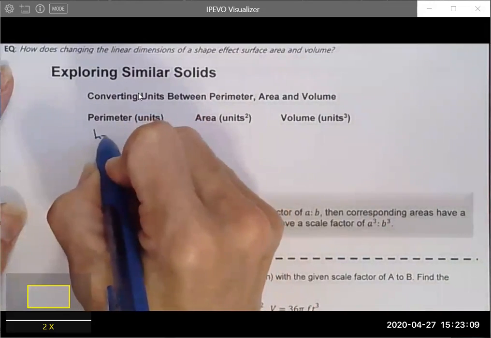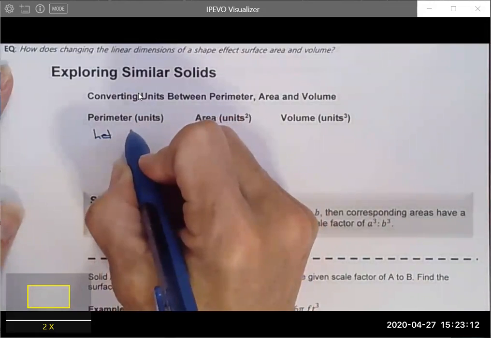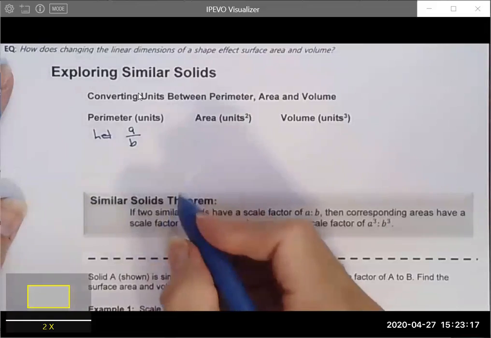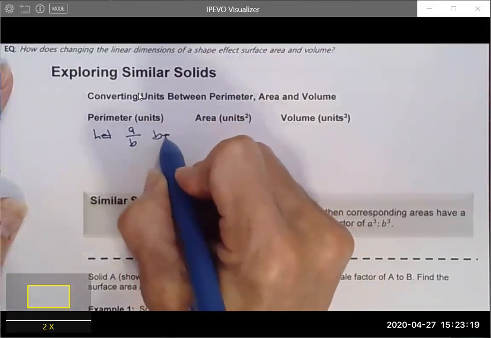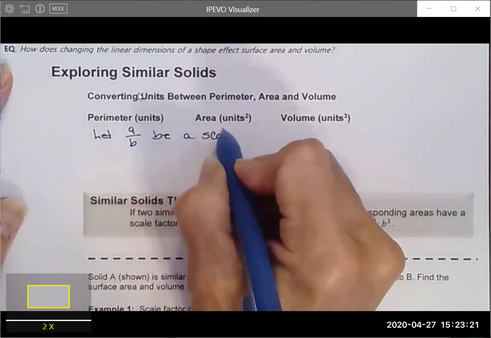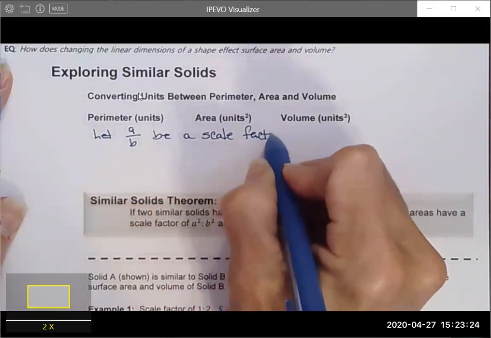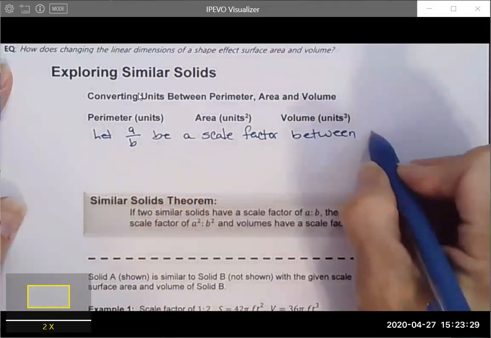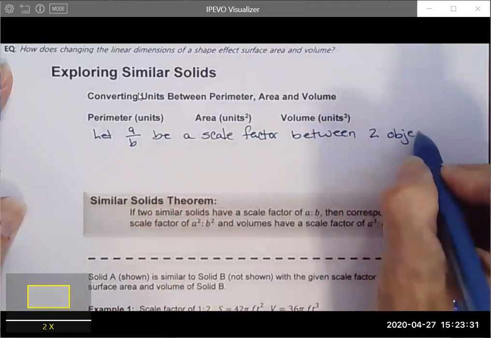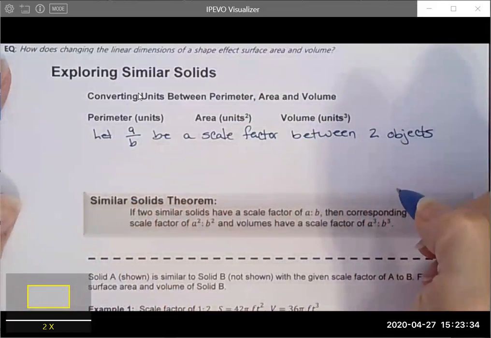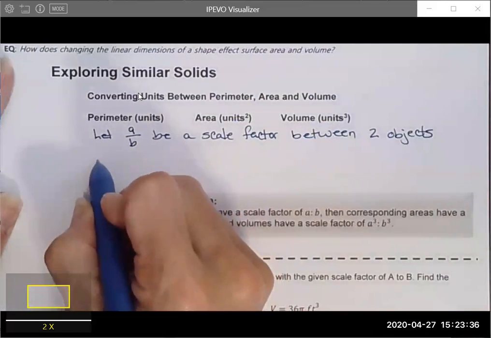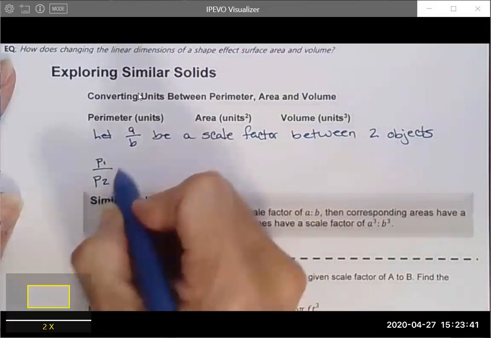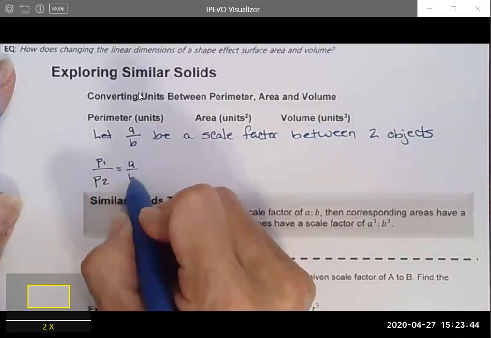So the first thing we're going to start with is we're going to say that there is a scale factor, and we're going to call it A over B. That could be 1/2. It could be 4/1. So we're going to let A/B be the scale factor between two objects. Given that, if I look at the perimeter of the first one and compare it to the perimeter of the second one, then that's going to have a ratio of A to B.